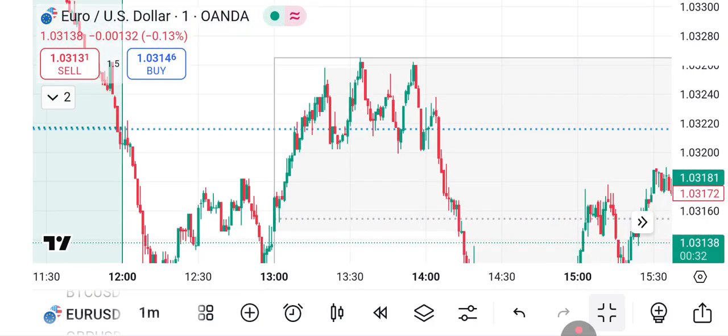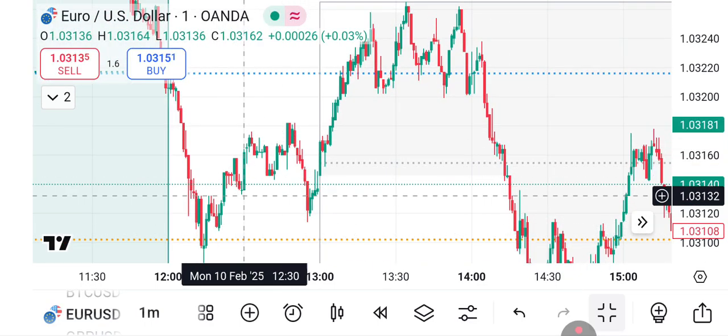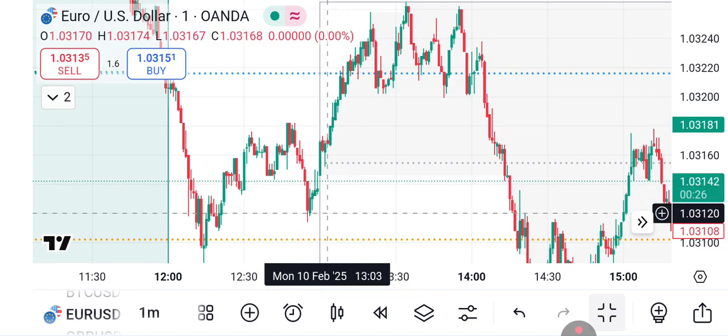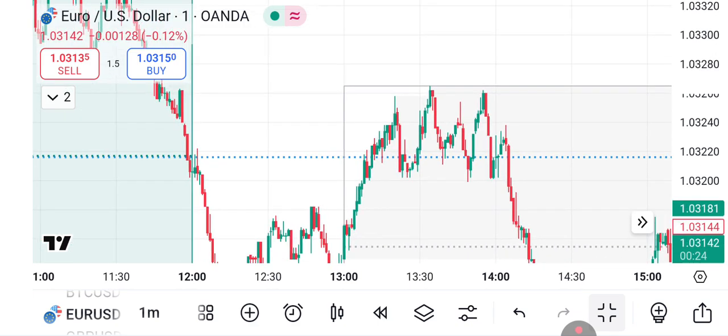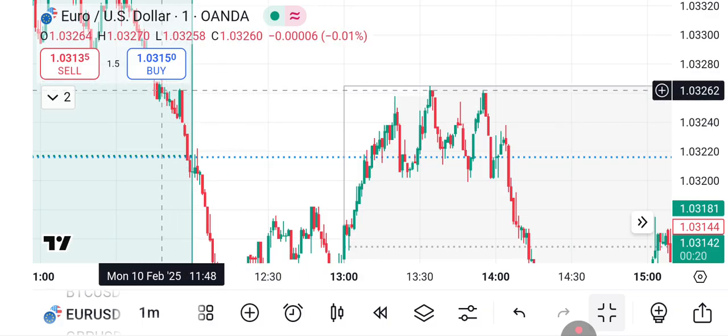So after we saw that change of character, we started this bullish movement, higher high, higher low, with a run of liquidity. This demand made price push higher. We came into a form of supply over here.